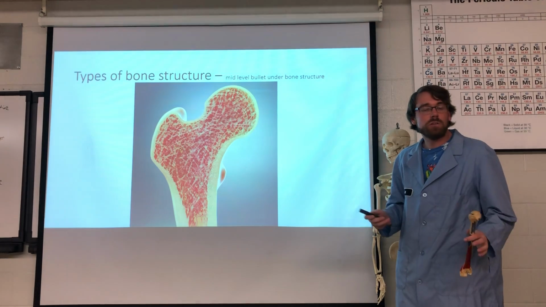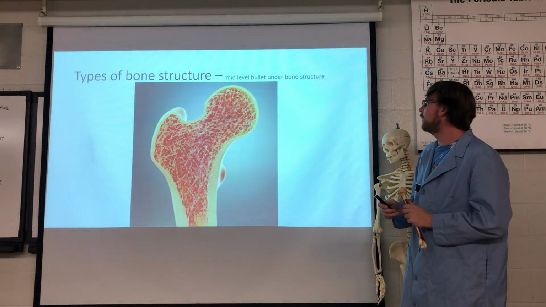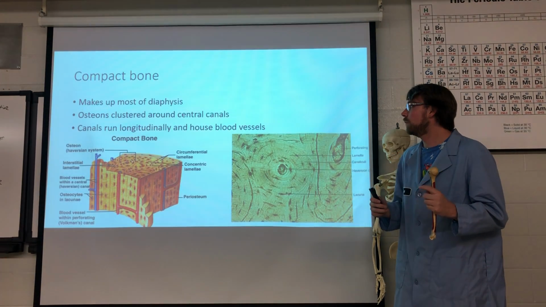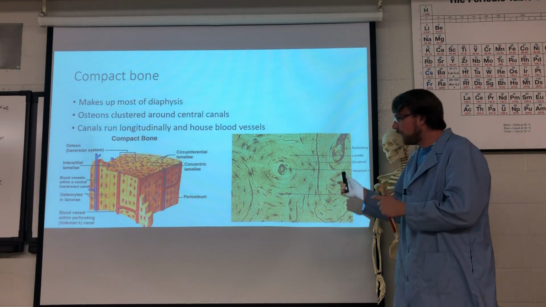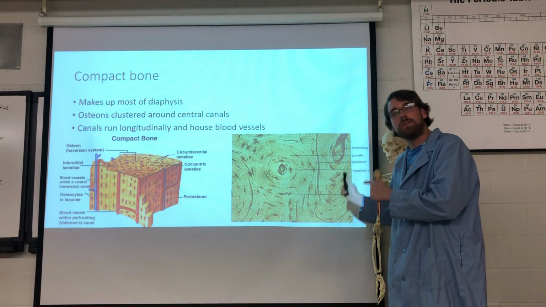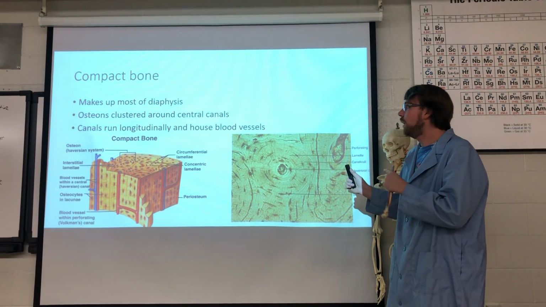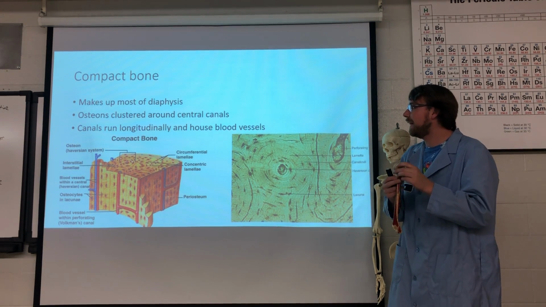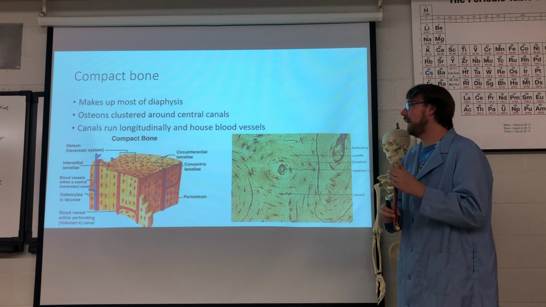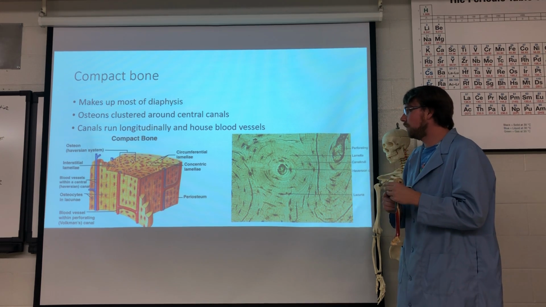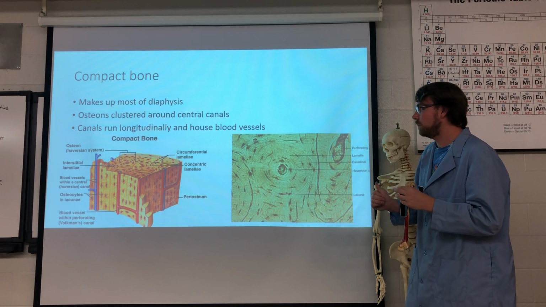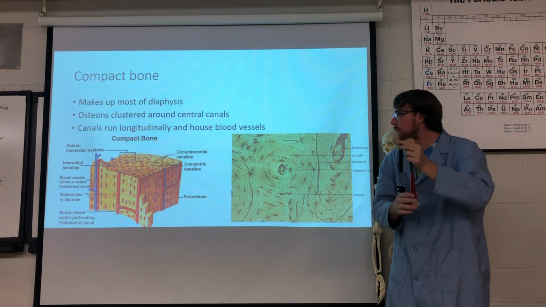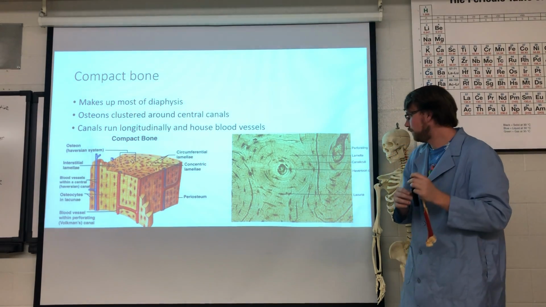There's a little bit more on bone structure we want to go through, which is types of bone. The bone that you have been looking at, the one that you had to ID for your test, was compact bone. This makes up most of the diaphysis. This is osteons clustered around central canals. The canals run longitudinally, they run the length of the bone, and they house blood vessels.